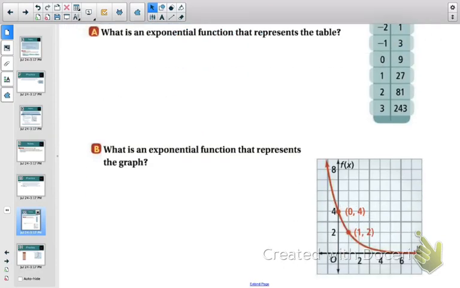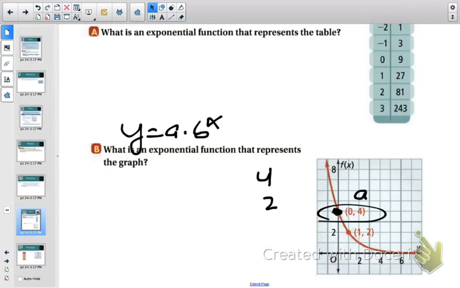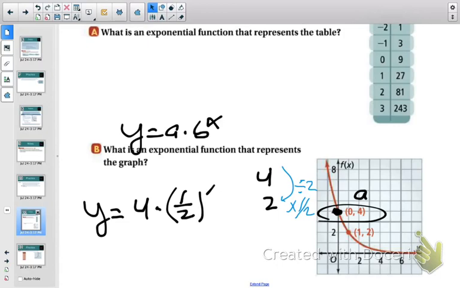This one is decaying. It's decreasing. So that tells us that our b is going to be a fraction. So let me just rewrite it up here. y equals a times b to the x. Our y-intercept is where it crosses the y-axis here. So that's going to be right here at 4. Okay, so this is a. And then the next point, if you go over 1, we go from 4 to 2. So in this case, to get from 4 to 2, we divided by 2, which is the same thing as multiplying by 1/2. Okay, we took half of that. So that's going to be our b value. So we get y equals 4 times 1/2 to the x.